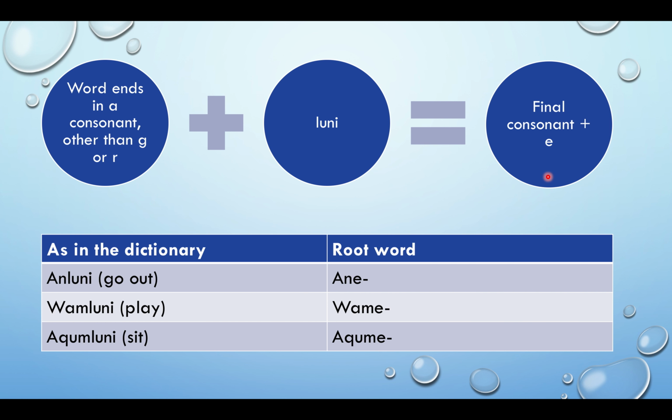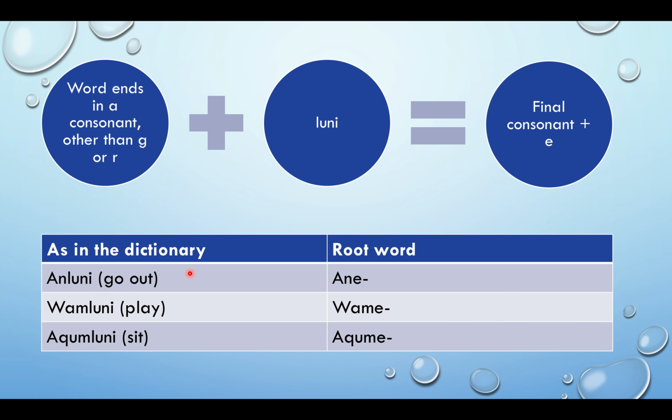Then there are words that end in consonants other than G. Although there aren't many of these, I had to really search through the dictionary. So the word ends in a consonant other than a G plus a luni. And so what we do is we just drop the luni and add an E. So the final consonant will stay before the luni and we add an E.